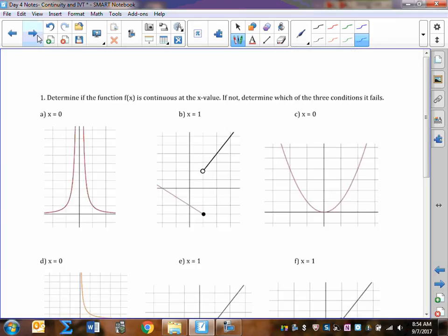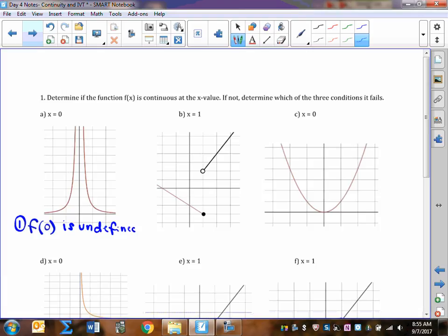Alright, so we'll just do a few of these, but it says determine if the function is continuous at the x value. Again, we're talking specifically about a value question. And if not, determine which of the three conditions it fails. So as we do these, we are going to systematically go through condition 1, state what it is, whether or not it meets condition 2, and when it finally fails a condition, that's where you can stop. So for letter A, our first condition is the function value itself. And what is f of 0? Undefined. Good. So remember, limits do not exist, function values are undefined. So f of 0 is undefined.